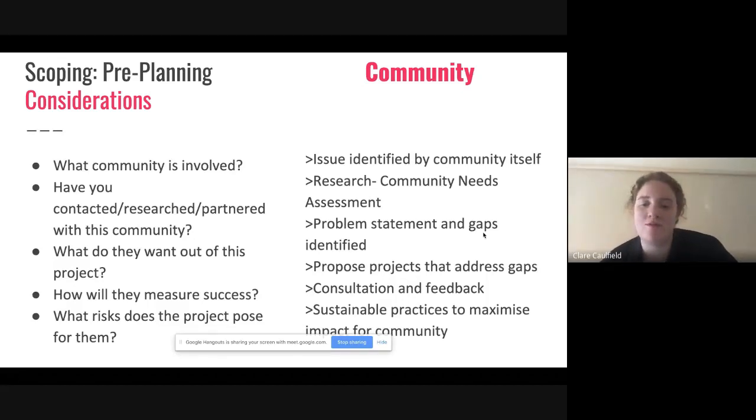So the general process I'd really like to see clubs and districts follow here is to choose an issue that is identified by the community itself. So they recognize that it is an issue. So for example, the climate change refugee, the Carteret Island project I referenced earlier, was a community that a Rotarian involved in our committee found out about. I think they heard about it in the news. They reached out to them and said, what do you need?